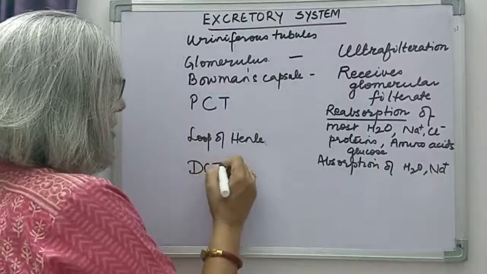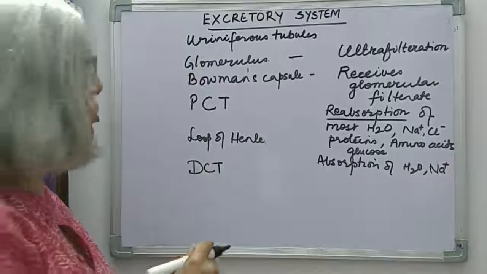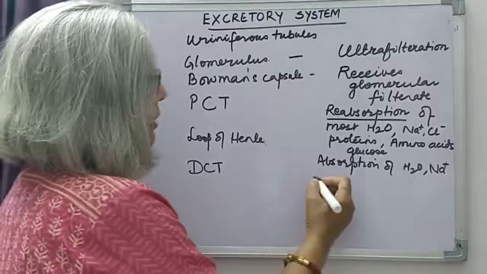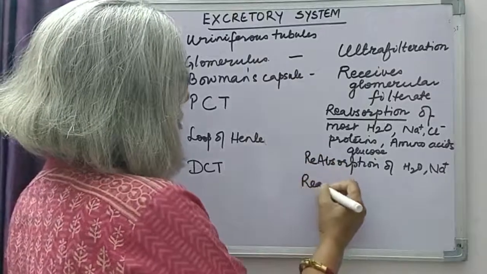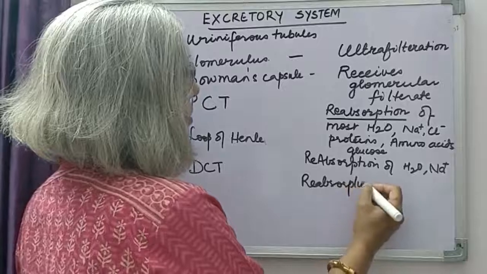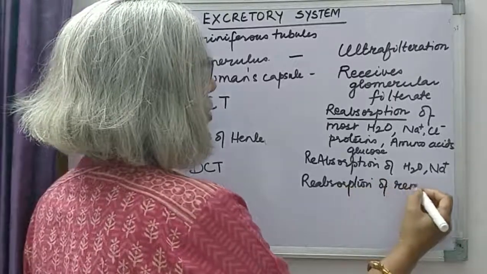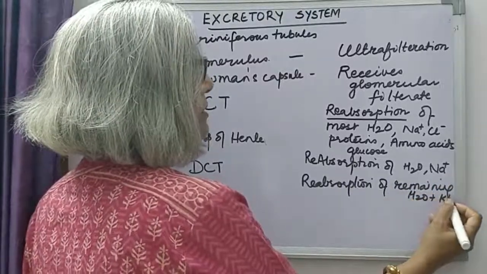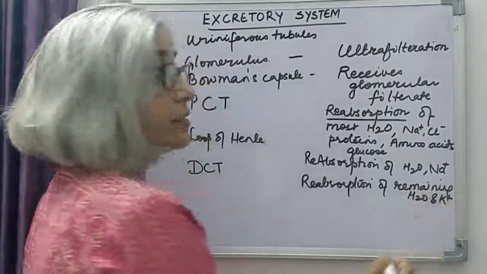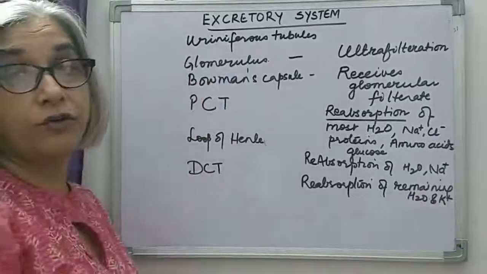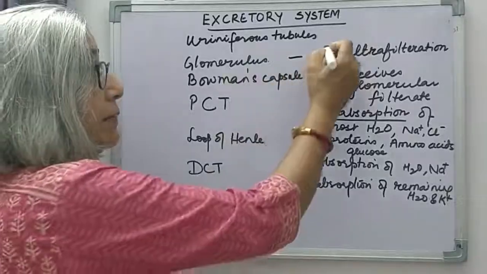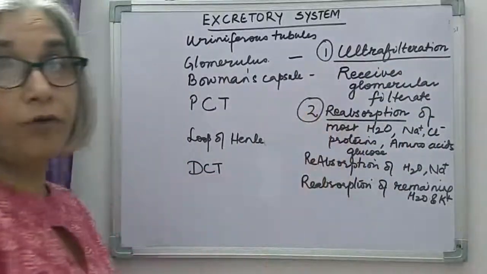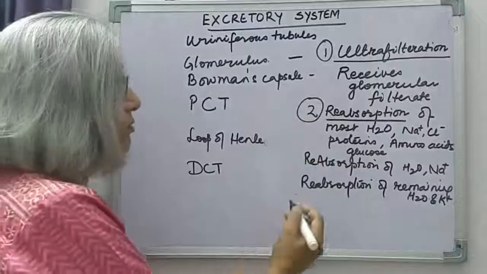Then comes the DCT region, or the distal convoluted tubule of the uriniferous tubule or nephron. Here again reabsorption takes place of the remaining water and potassium ions. This is the first step of urine formation, ultrafiltration. Second step of urine formation is reabsorption, or selective reabsorption.